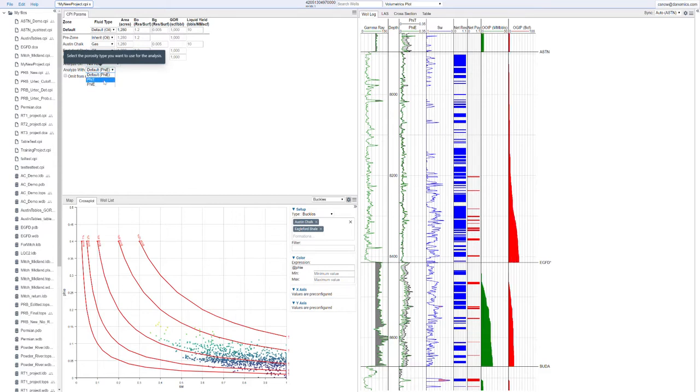And a lot of workers now who originally would have done this on an effective porosity now use a total porosity in this calculation. And so this basically means that for the thickness in your volumetric equation, it'll now use the net reservoir, and for your porosity, it'll now use the total porosity.